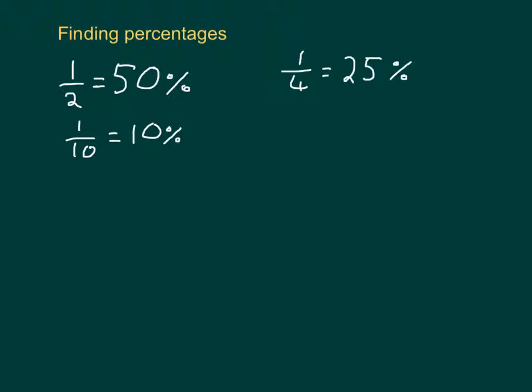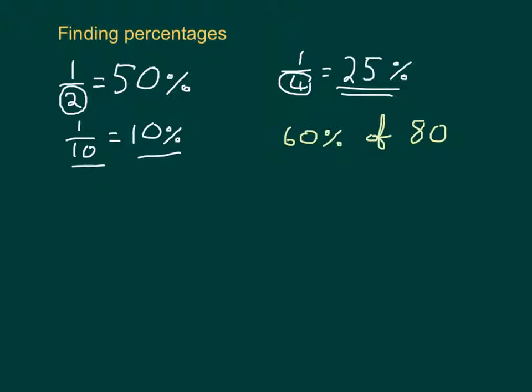Now, to be able to find percentages of amounts, I need to link my understanding of fractions to my understanding of percentages. So, I know that a half is 50%, because 2 lots of 50 makes 100. Whereas a quarter is 25%, because 4 25s make 100. And of course, I know that 10% is a tenth, and 10 lots of 10%, well, that makes 100. These facts are really important when we're trying to work out percentages of amounts.